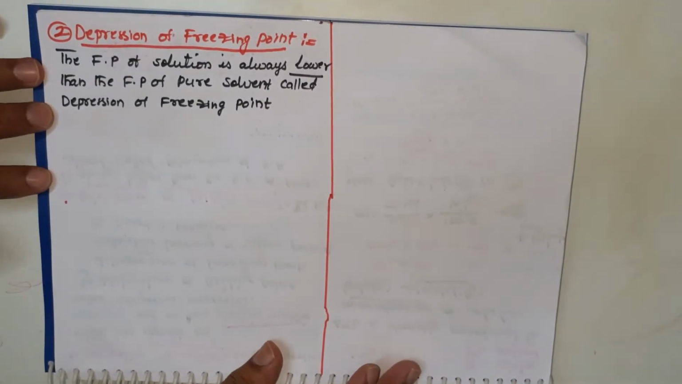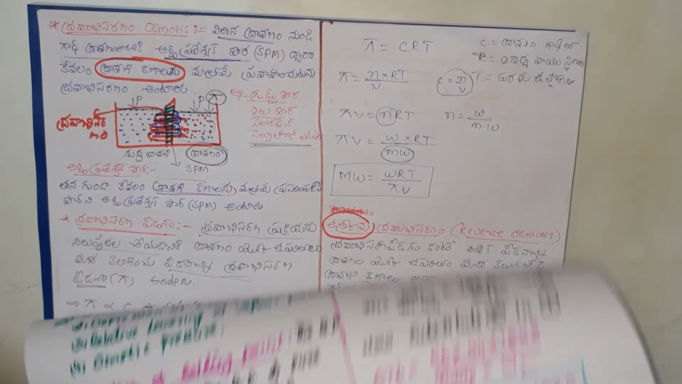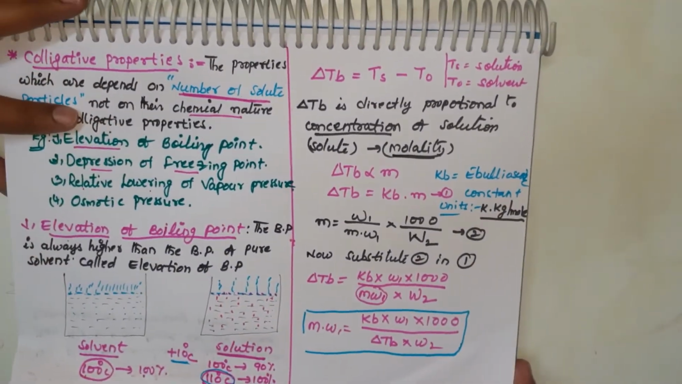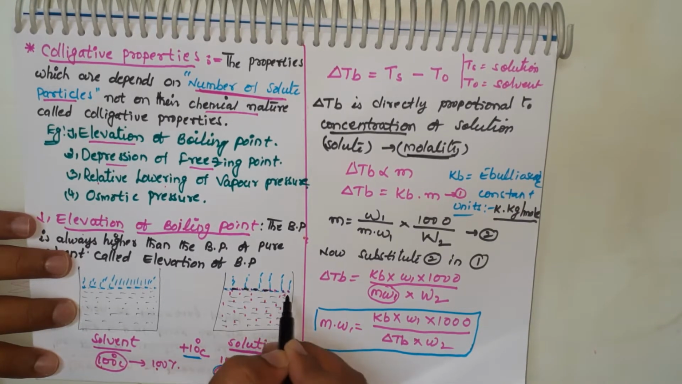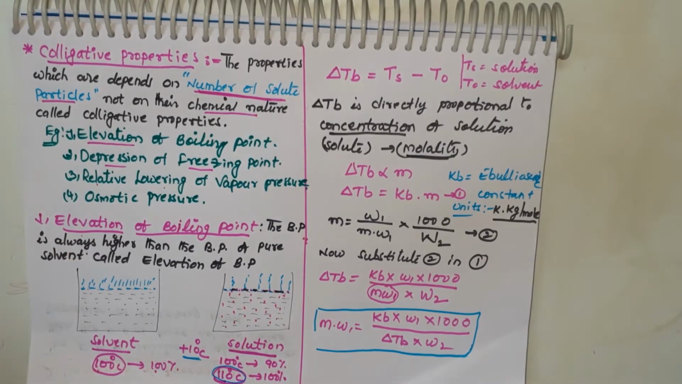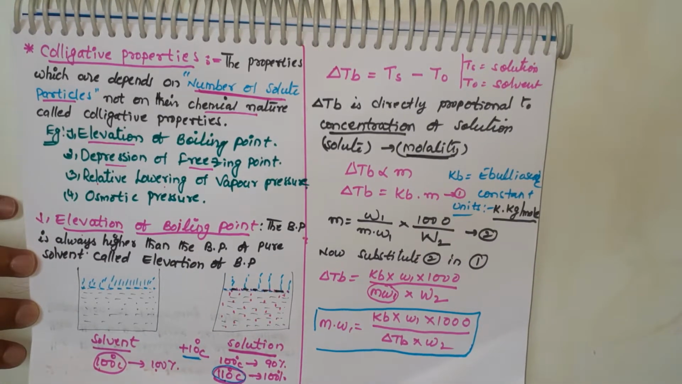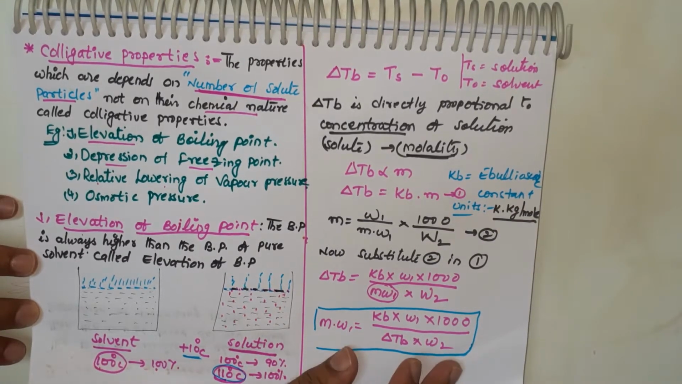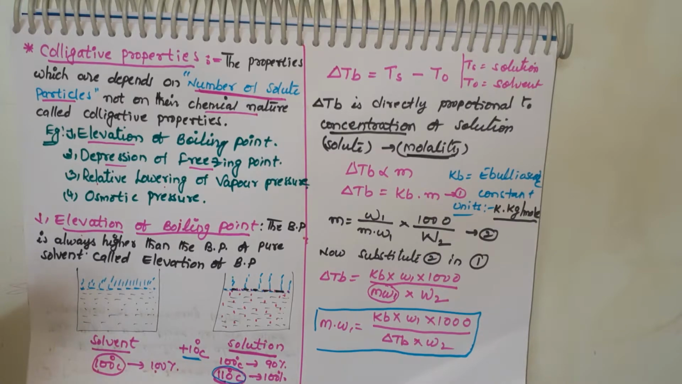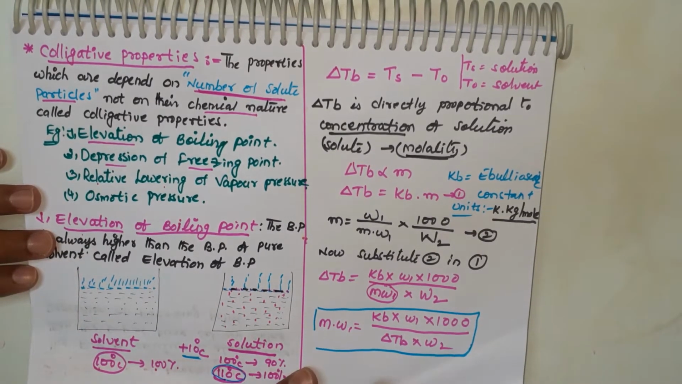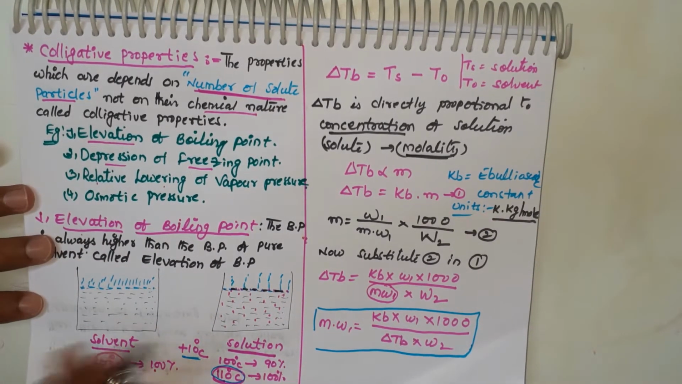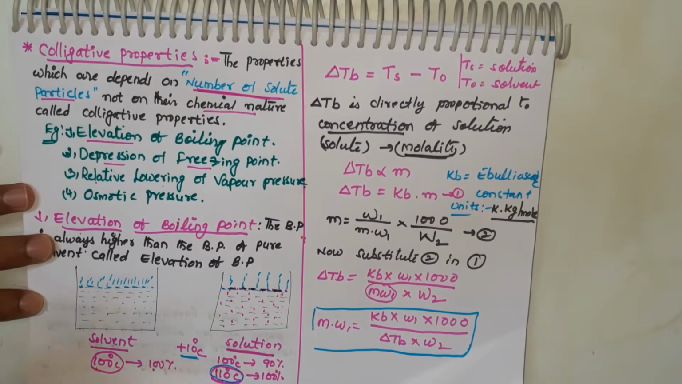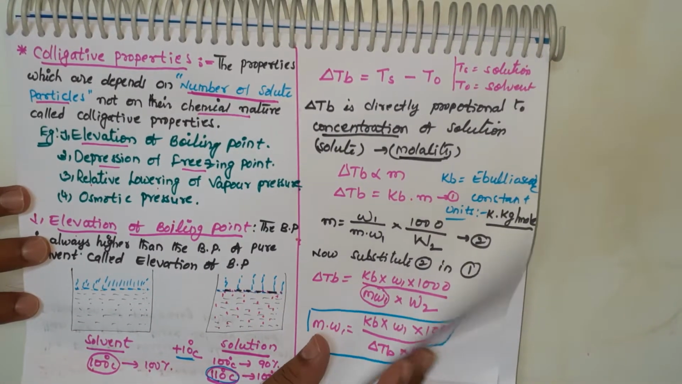What is the cause of depression of freezing point? Already we studied elevation of boiling point, where solute particles occupy the surface of the solution and decrease the evaporation. But in freezing, the solute particles interfere with freezing before reaching the freezing temperature. That is why the solution always freezes later than the solvent. That is the cause of depression of freezing point.